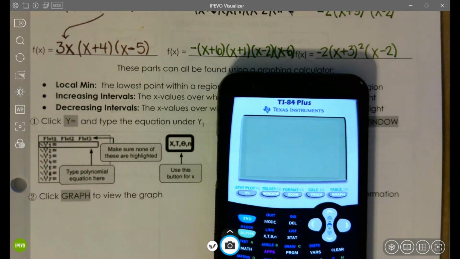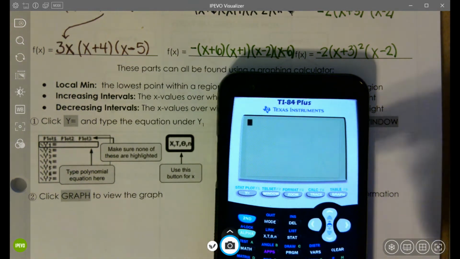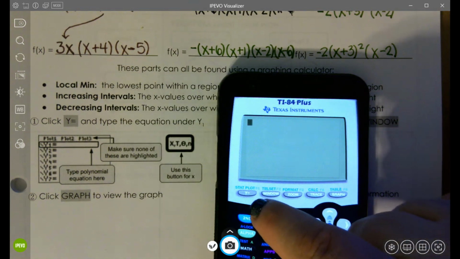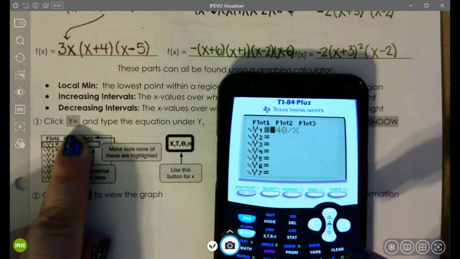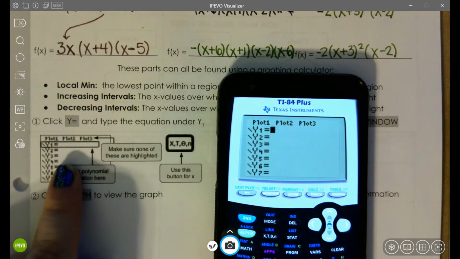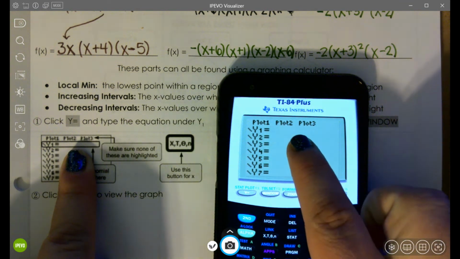The first thing is you need to type the equation into the calculator. So you're going to click y equals, which is the top left button right here. Okay, y equals. And then you're going to type the equation in right here, where it's blinking right now.